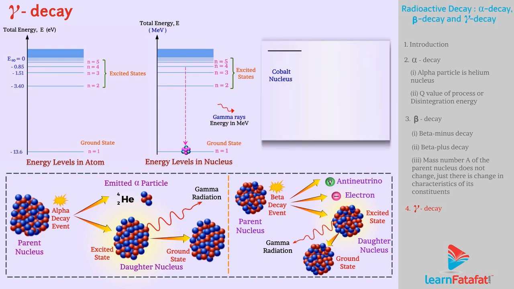Here, the cobalt nucleus Co(27,60) undergoes beta emission and forms the daughter nucleus Ni(28,60), which is in an excited state and so reaches the ground state by successive emission of gamma radiations of energy 1.17 MeV and 1.33 MeV respectively.